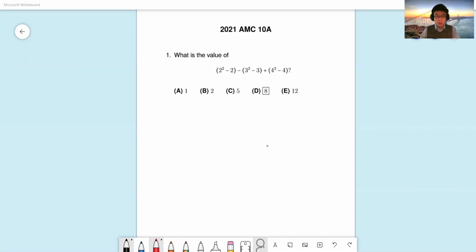Let's do direct calculation. 2 squared minus 2, that equals 4 minus 2. 3 squared minus 3, that's 9 minus 3. 4 squared minus 4, 16 minus 4. This equals 2 minus 6 plus 12, which equals 8. So the answer is 8.